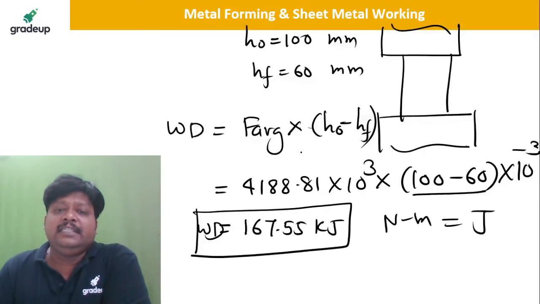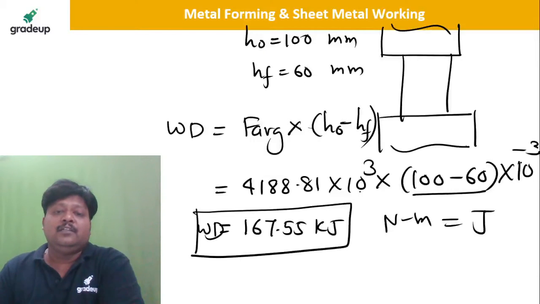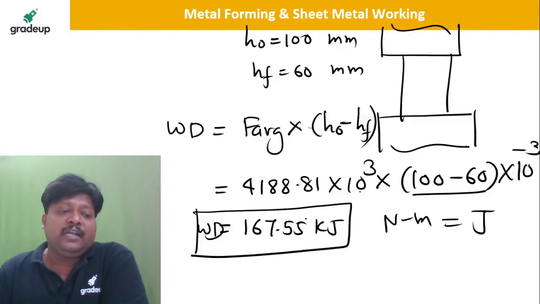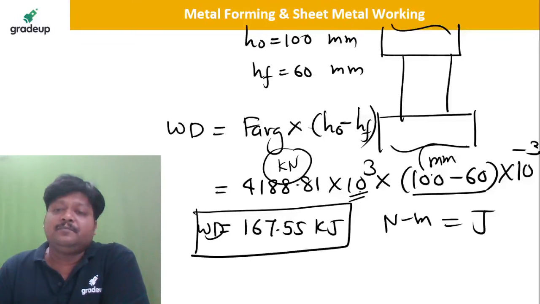Yes, already done. See here, the kilonewton was there, so I write here into 10 to the power 3 Newton, and this is in meter. It was a millimeter, 100 millimeter and 60, so into 10 to the power minus 3. So I have done it correctly, Pratik, I hope. It was kilonewton, and it was in millimeter.